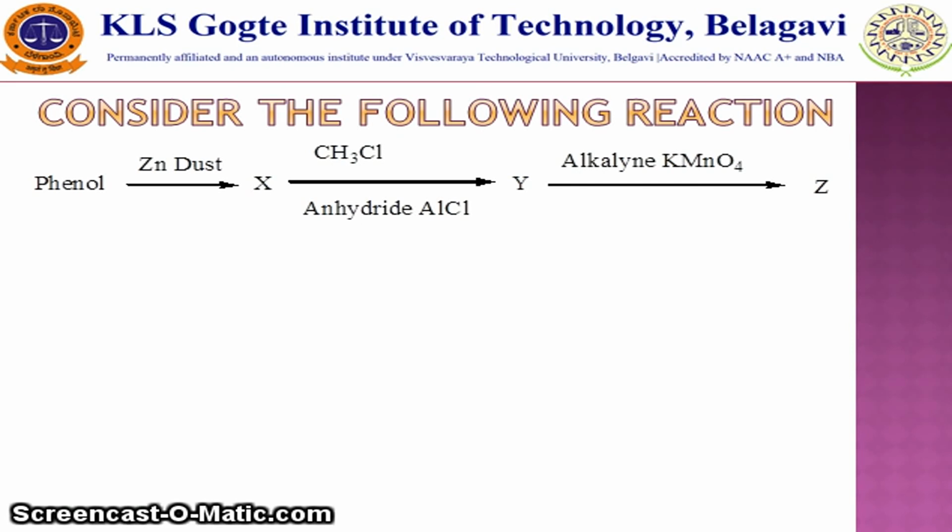For example, in this case, the first one, phenol reacts with zinc dust. Now, why is zinc dust used? Zinc dust is known as a reducing agent. That indicates that in this case zinc dust reduces phenol. When phenol is reduced by zinc dust, we get benzene.